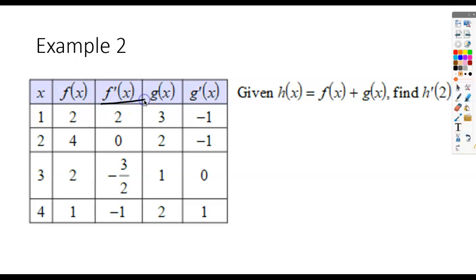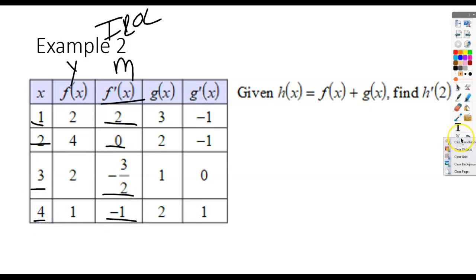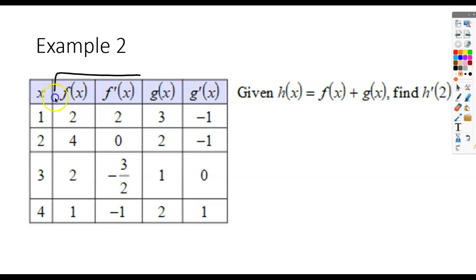But then they give you the f prime values. These are the slope values, or the instantaneous rates of change, right? The IROCs, instantaneous rate of change. So when x equals 1, the slope of the function at that point is 2. When x equals 2, slope is 0. When x equals 3, slope is negative 3/2. And when x equals 4, the slope is negative 1. Okay? So that's what they're giving us for the f function.